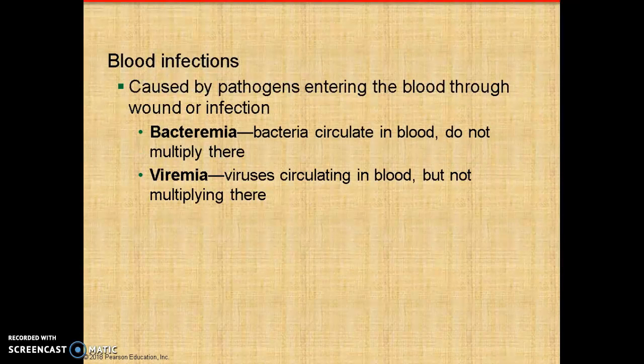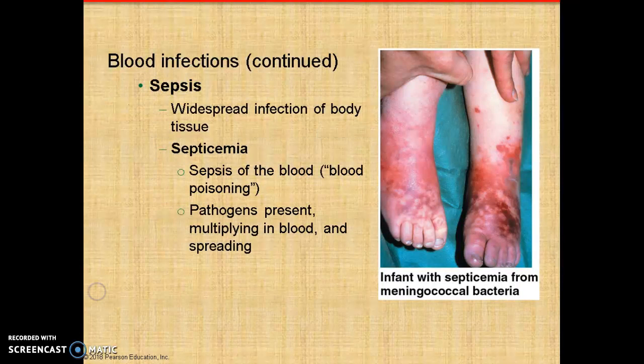Blood infections. Bacteremia is bacteria circulating in the blood but not multiplying. Viremia is viruses circulating in the blood but not multiplying. Sepsis is a widespread infection of the body. Septicemia is blood poisoning. The pathogen is present, multiplying in the blood and rapidly spreading.